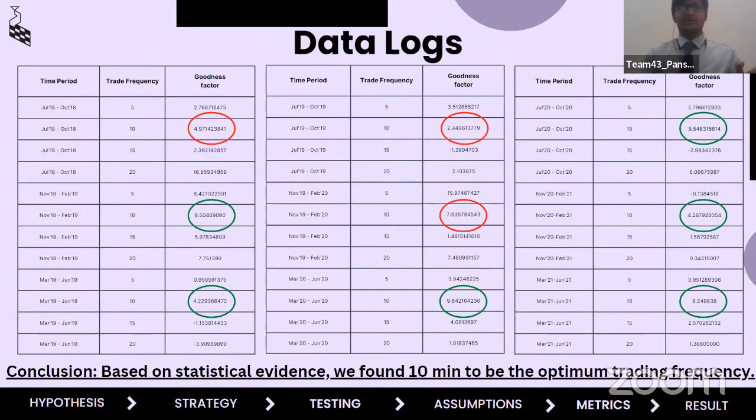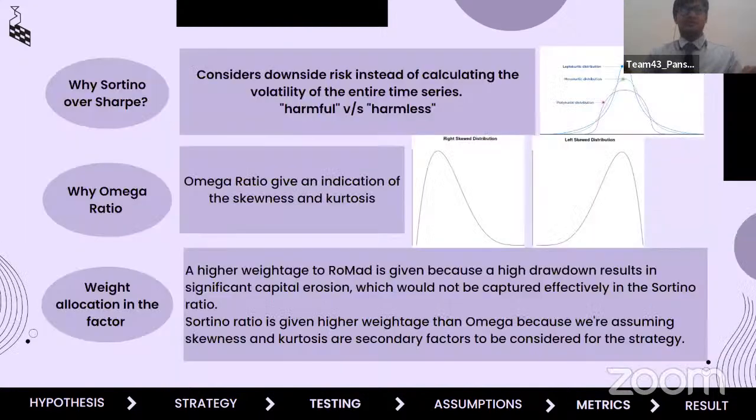So then weight allocation, previous slide. In our calculation for goodness factor, we have assigned a higher weight to return on maximum drawdown. This is because we want a metric that captures the returns we are able to generate against our highest capital loss. For example, if a $100 portfolio faces a drawdown of 50%, the strategy would have to make 100% returns to regain that capital. So ROMAD is an important ratio that should be assigned a high weightage.